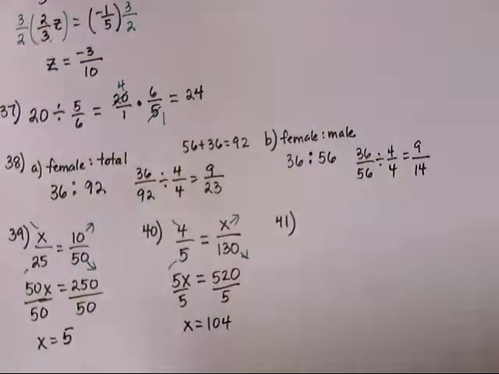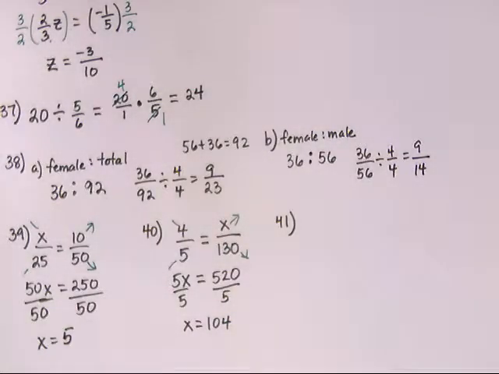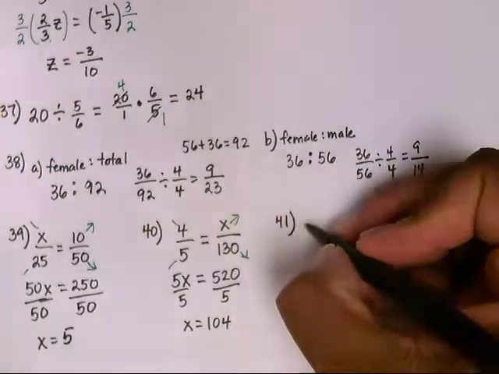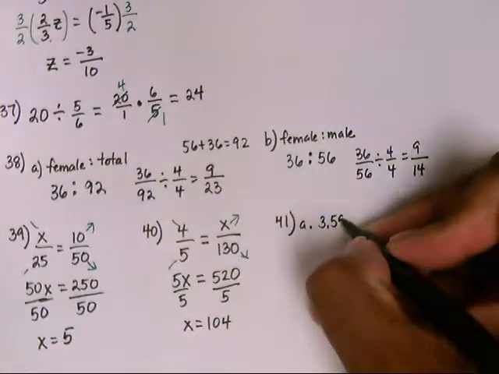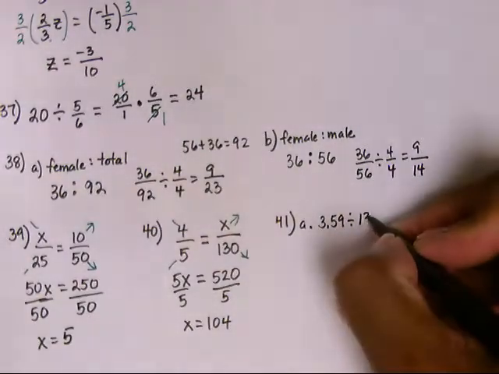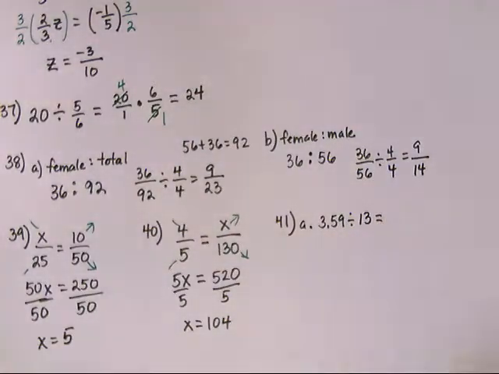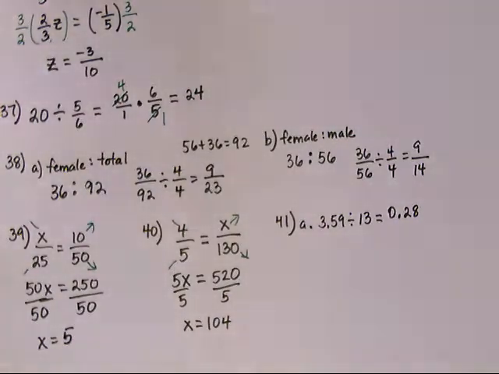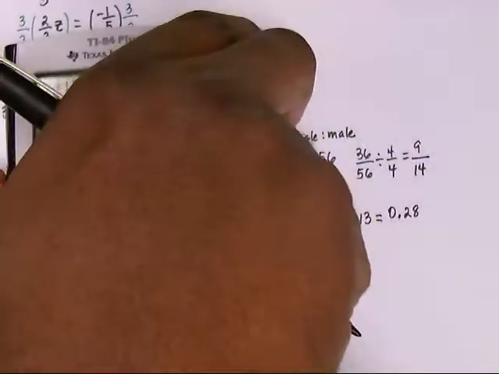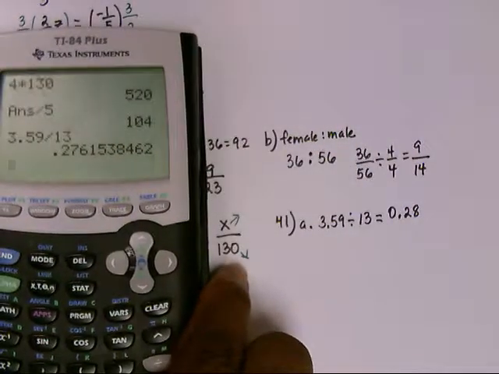So here, we got $3.59 for a 13-ounce box of cereal. So we divide $3.59 by 13. And we're going to round to 2 decimal places because we're dealing with money amounts here. In this case, it's going to be 28 cents approximately.